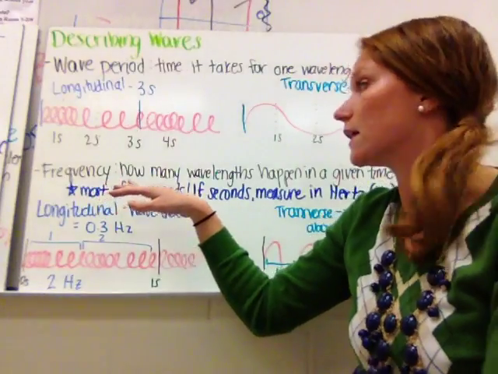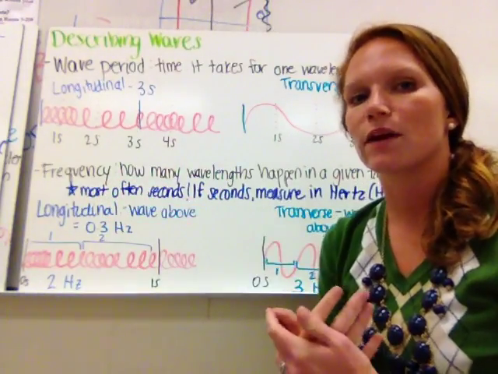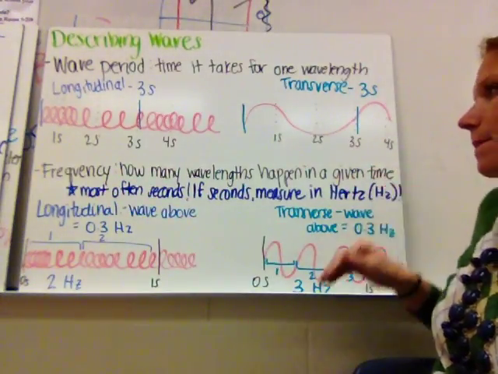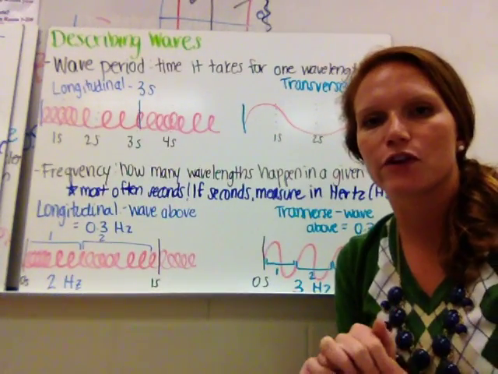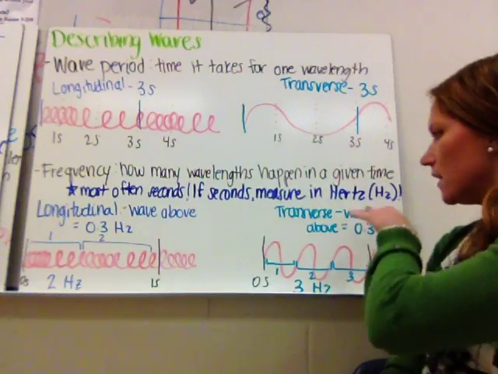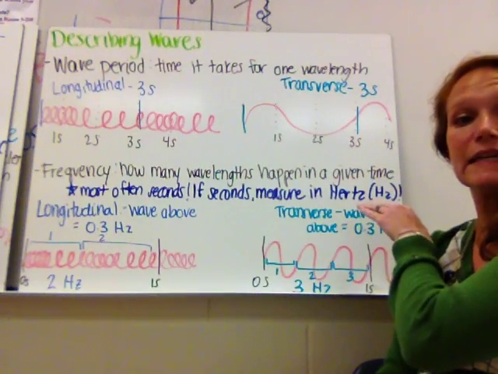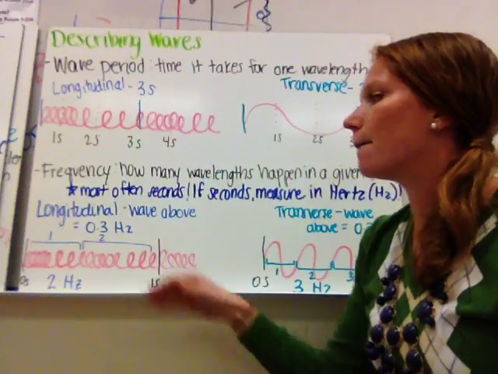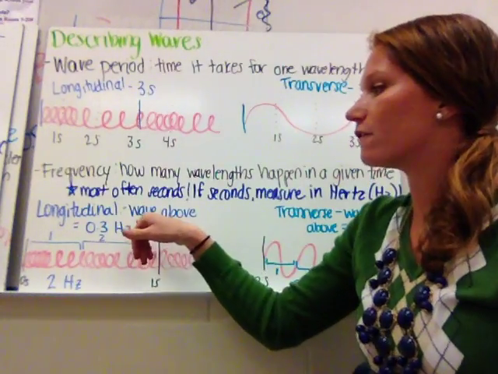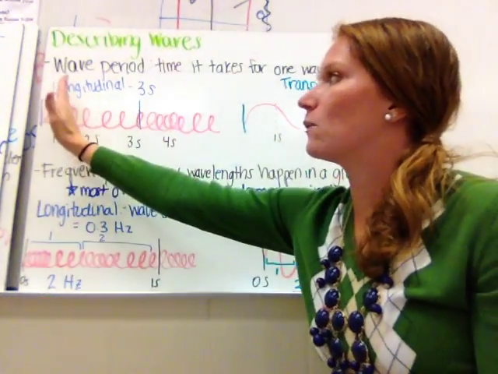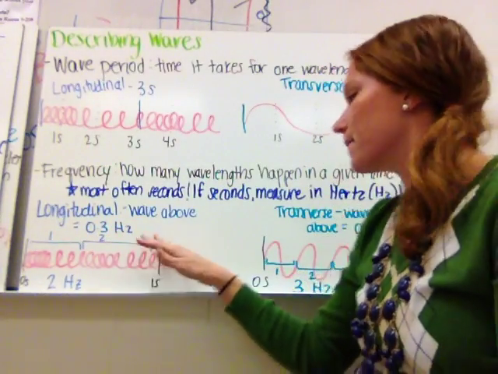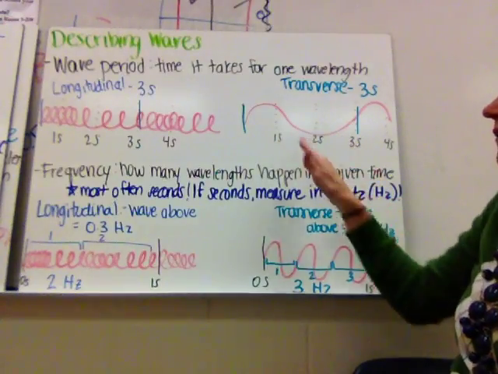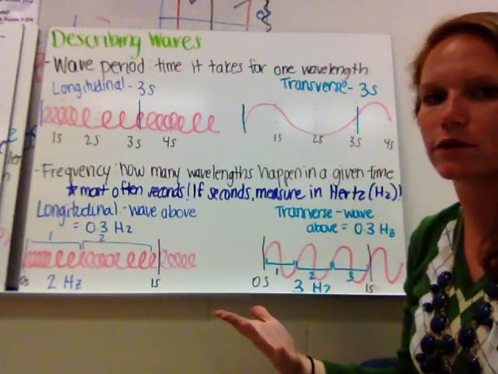Now we've got frequency. Frequency refers to how many wavelengths pass in a given time. Most often, you're going to talk about frequency in seconds. If you're talking about frequency in seconds, the unit for that is hertz, H-E-R-T-Z, okay, hertz. In a longitudinal wave, the one from above, you would have had in 1 second about a third of the wave, so 0.3 hertz, okay? Same for the transverse wave above. Again, about a third of the wave, so 0.3 hertz.